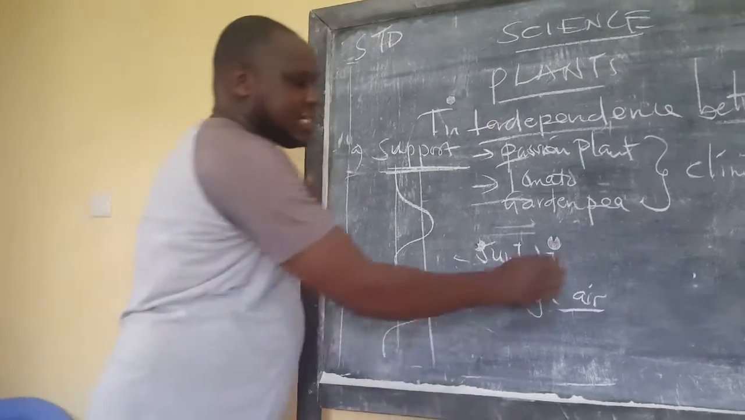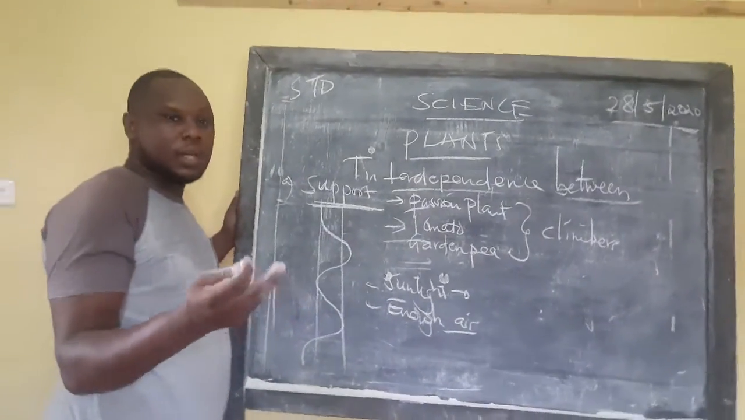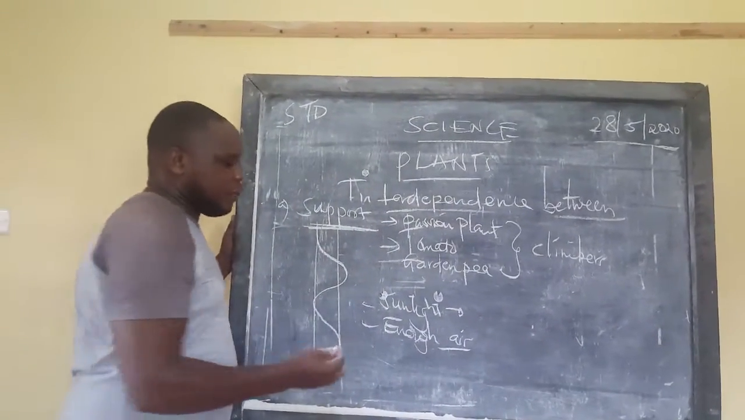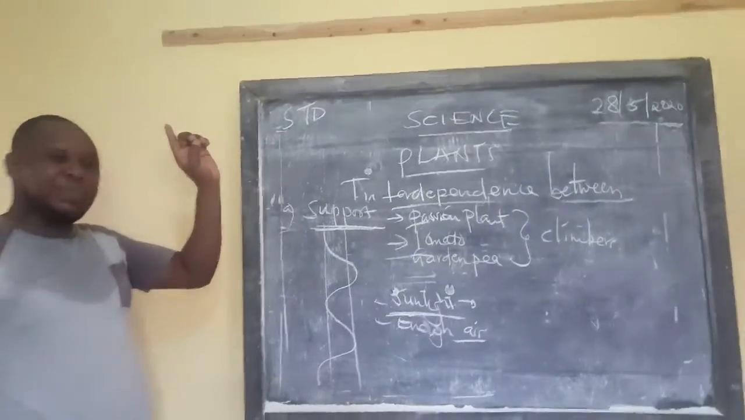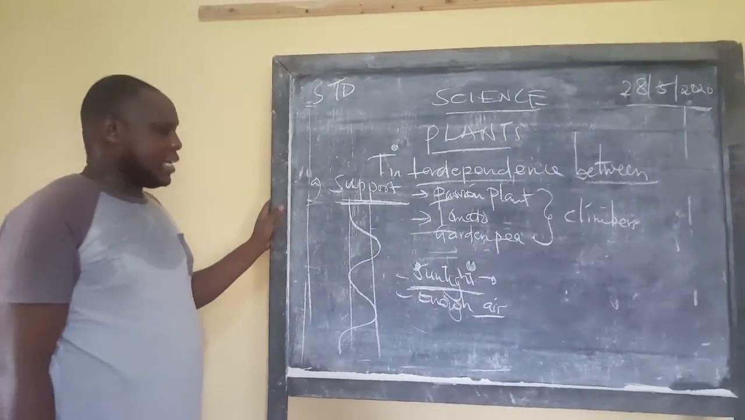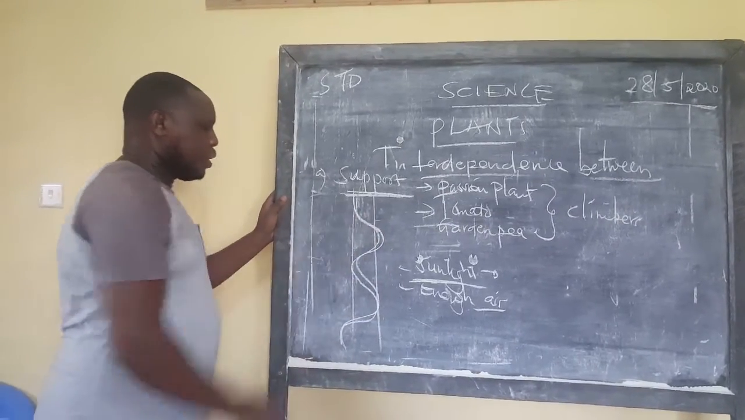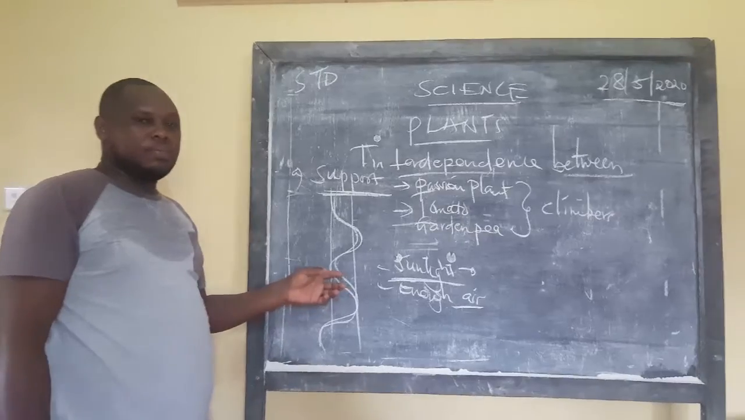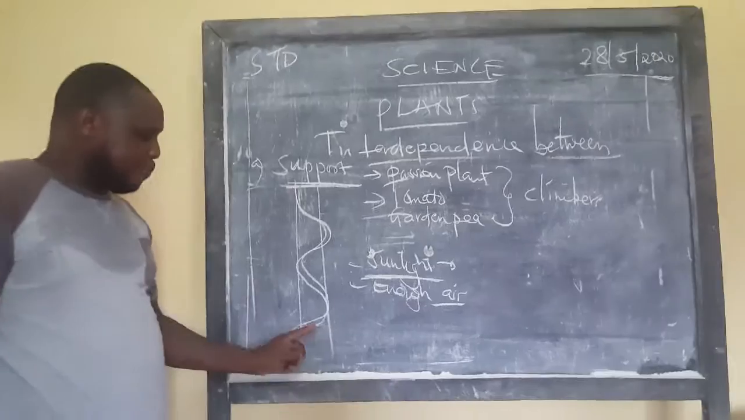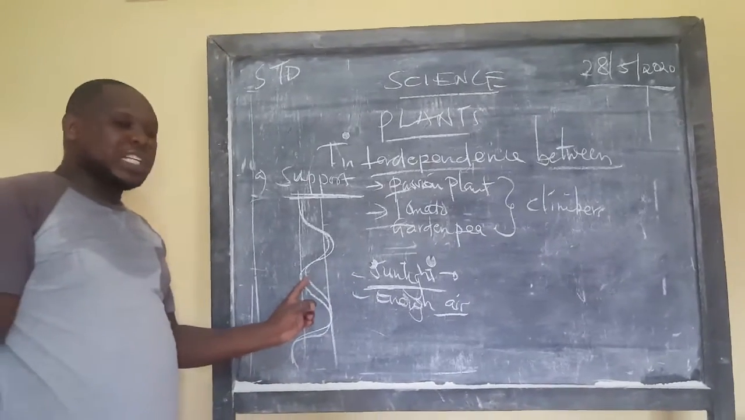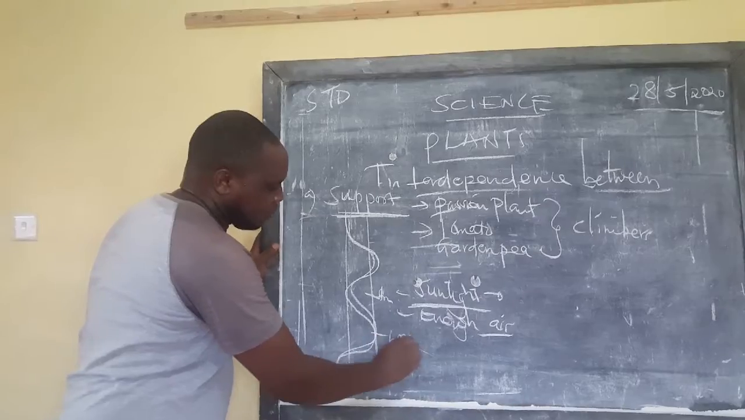We know sunlight is one of the things that make the plant food. So for plants to be able to make food, they need sunlight. So they must climb up there to be able to get sunlight. So I've just given an example of a garden passion fruit. Because of the stem, look at the stem, so weak. So for it to be able to grow upwards, it needs to climb on another plant which has a strong stem. So this is a strong stem and a weak stem.